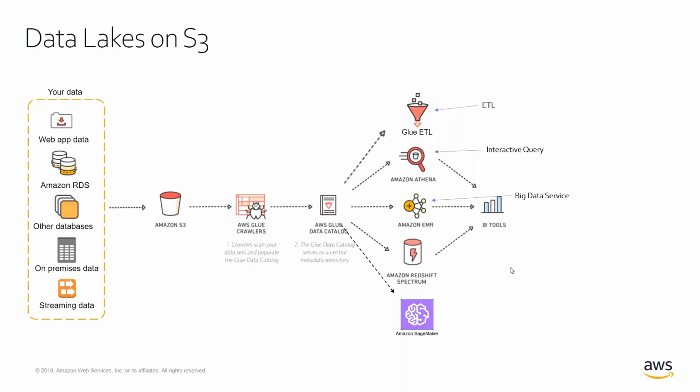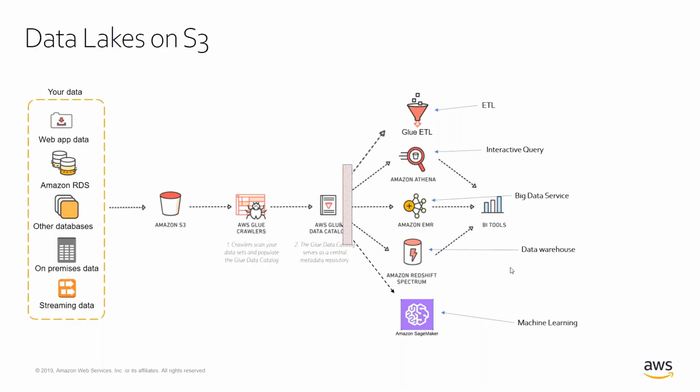Then Redshift. We're going to learn a lot about Redshift in this particular webinar. Redshift is our data warehouse, and what we're going to learn is how you can take a data warehouse into a data lake architecture. So we're going to learn a lot about this particular workload. And then last but not the least, machine learning workloads through SageMaker also work with the centralized data catalog in Glue.